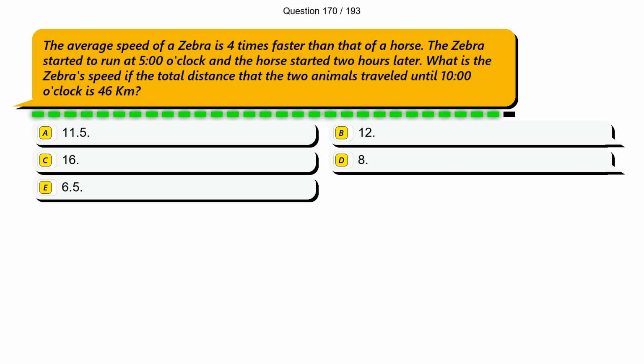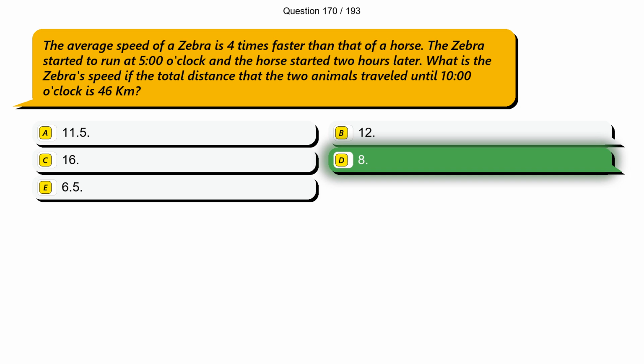Question 170. The average speed of a zebra is 4 times faster than that of a horse. The zebra started to run at 5 o'clock and the horse started 2 hours later. What is the zebra's speed if the total distance that the two animals traveled until 10 o'clock is 46 kilometers? Option A, 11.5. Option B, 12. Option C, 16. Option D, 8. Option E, 6.5.